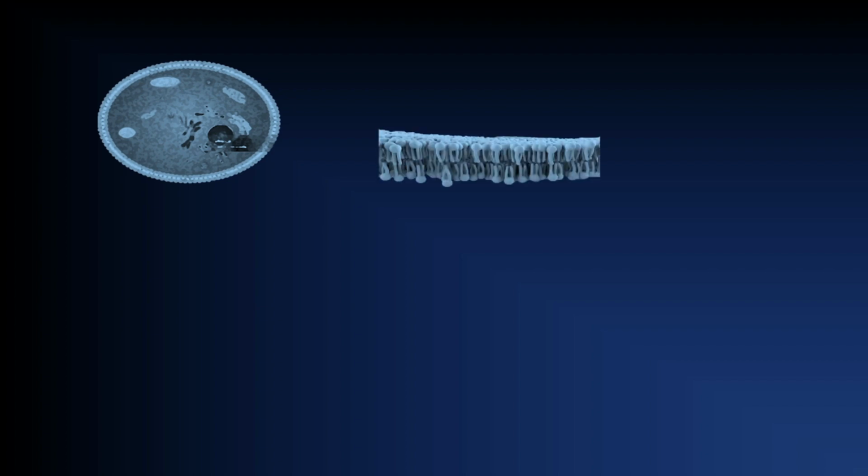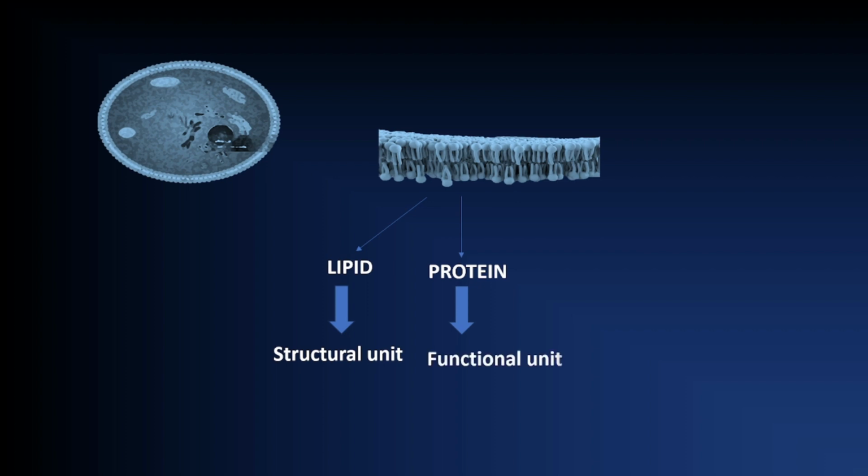Membrane has three important components. First important component is lipid, which is basically the structural unit of the membrane. Second one is protein, which is basically the functional unit of the membrane. And the third one is carbohydrate. Carbohydrate gets attached to various proteins and lipids and they modify their functions.